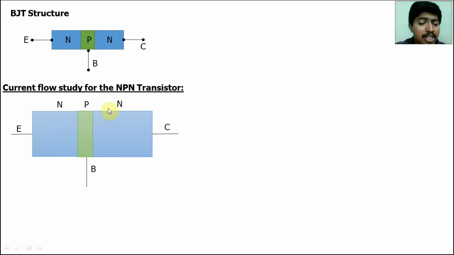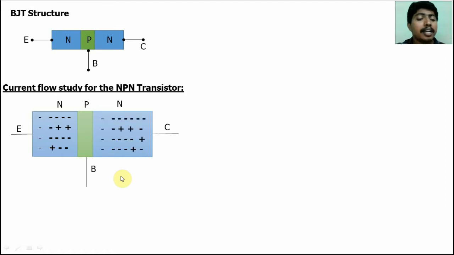Based on the structure, this base P-type material is very small. The thickness is very small. In N-type material, electrons are the majority carriers and holes are the minority carriers. In P-type material, holes are the majority carriers, but electrons are the minority carriers. Already the base terminal thickness is very small, so the majority carriers are very few, so the minority carriers will be very few.